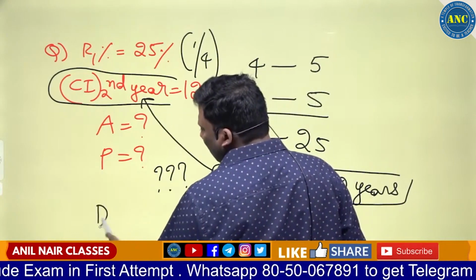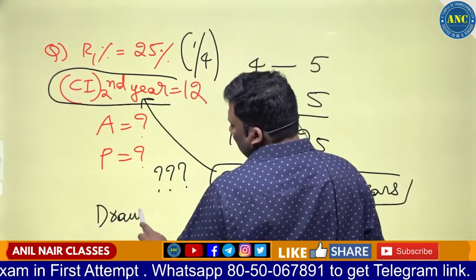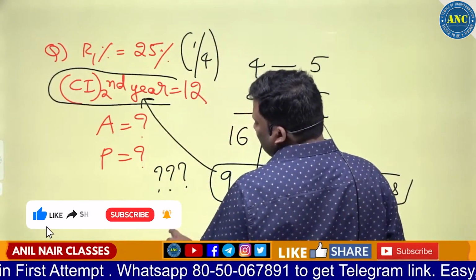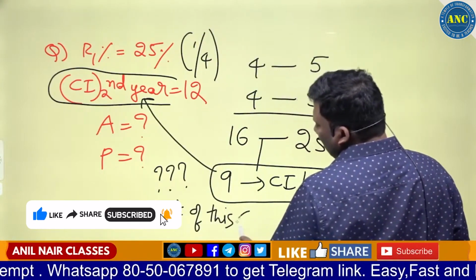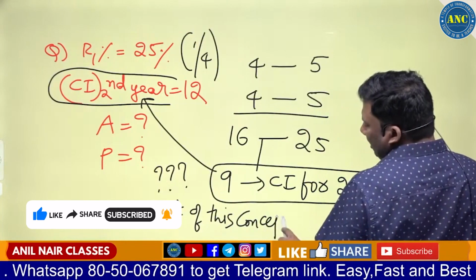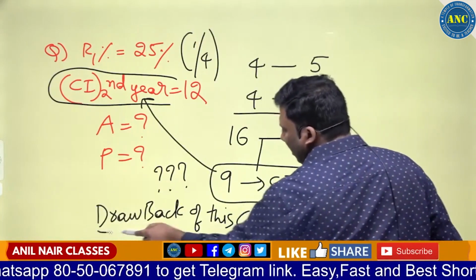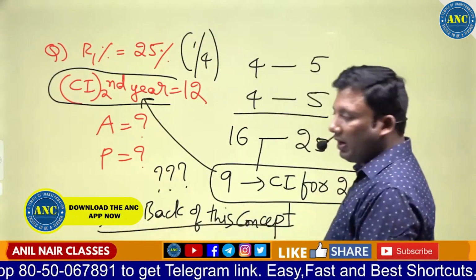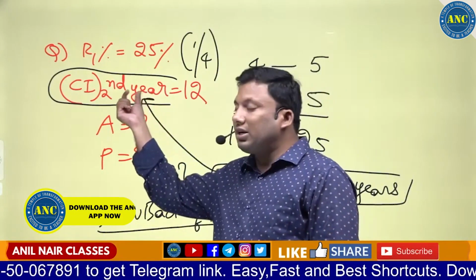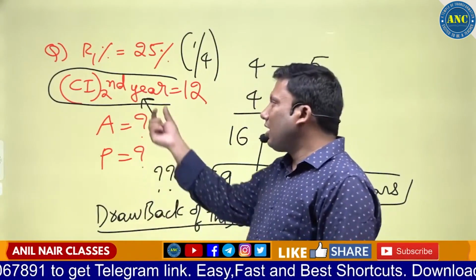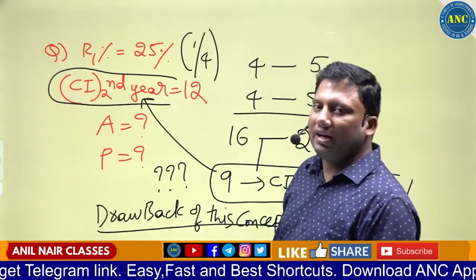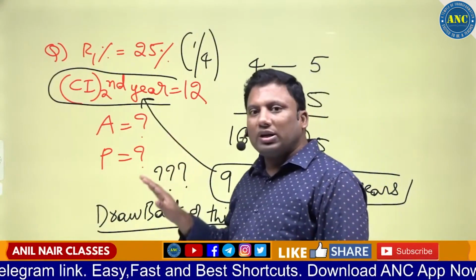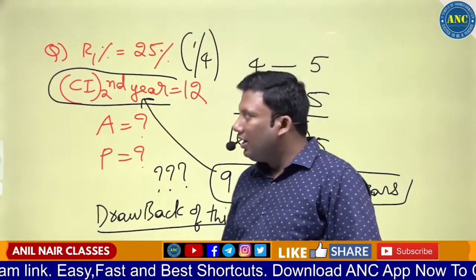I hope you have understood the concept. This is the drawback of this concept. It cannot help us in finding amount and principal if a particular year's interest is given. Compound interest for a second year, for a particular year if it is given, then amount and principal will be tough to solve.